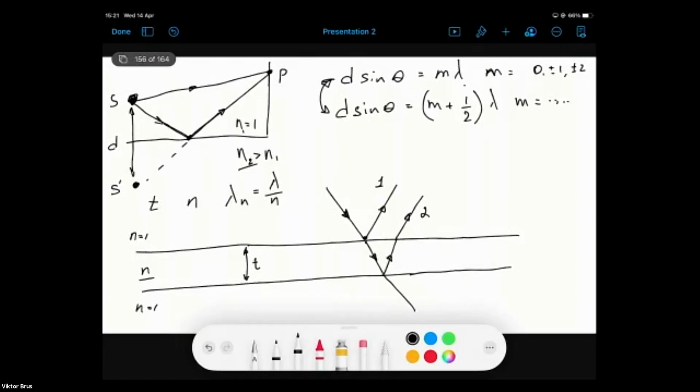So if we assume a very small incident angle, theta, then the extra distance which the second beam is traveling in the film will, in first approximation, be defined as 2 times t. So it goes once down and once up. If this angle theta is small, then we have something like this. It goes down and goes up. So this total difference in path will be 2 times t.